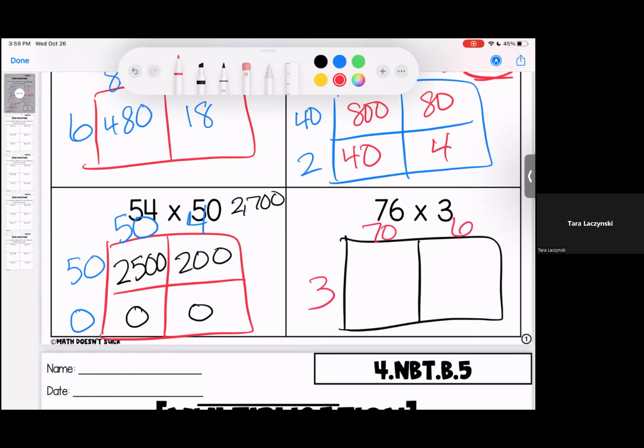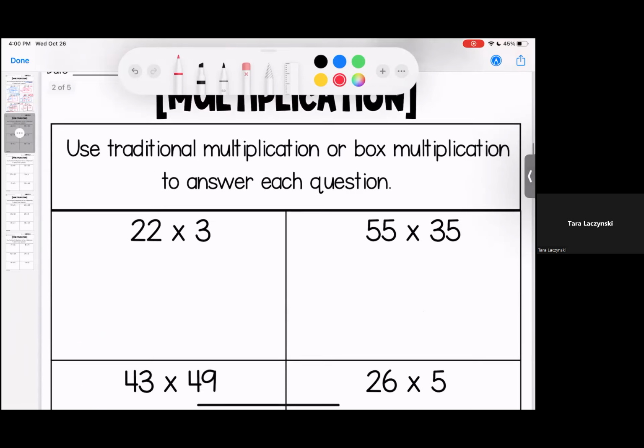We have 76 times 3. 3 times 7 is 21, 1 0. 3 times 6 is 18. If we add up 210 plus 18, we get 228. That is the end of our first page. Please go ahead and rewatch if needed. If you're ready for the next page, we are just going to keep moving and grooving, my loves.